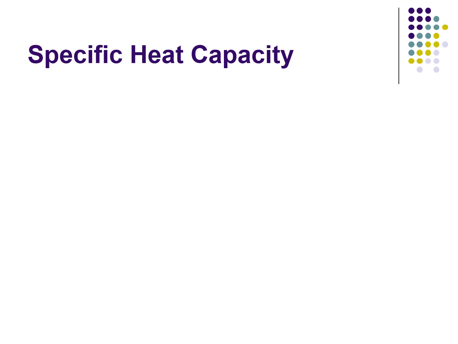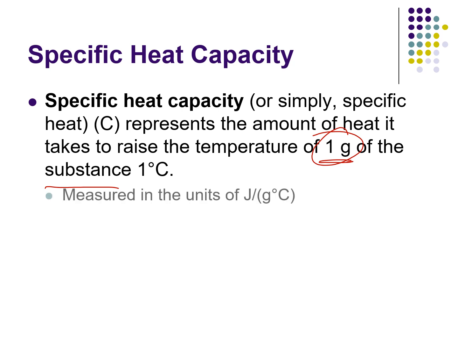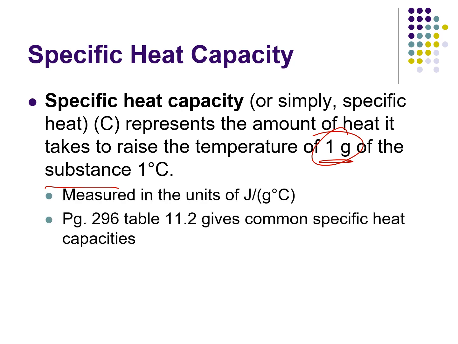So that's why we developed something called specific heat capacity. The specific heat capacity, or simply specific heat, is how much heat it takes to raise the temperature of 1 gram of a substance 1 degree Celsius. Notice there's two changes here: there's this mass piece, as well as I turned object to substance. Now, because it's based upon that 1 gram business, we can tabulate different specific heats of different substances.